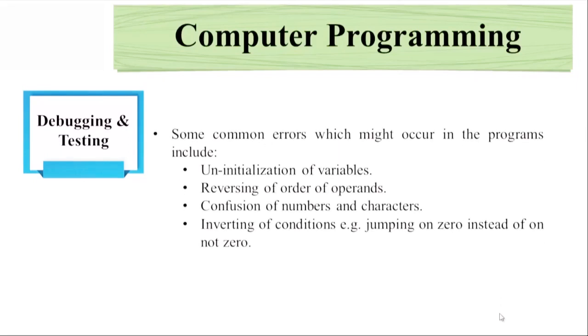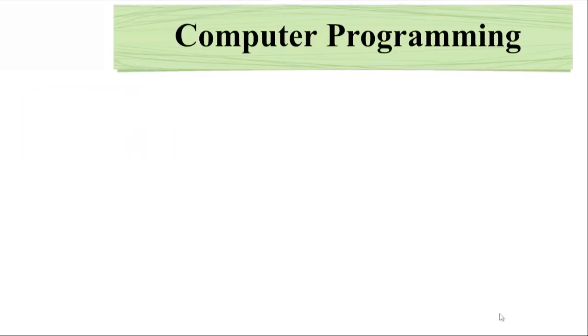Debugging and testing. Some common errors which might occur in the programs include uninitialization of variables, reversing of order of operands, confusion of numbers and characters, inverting of conditions, that is jumping on 0 instead of on not 0.